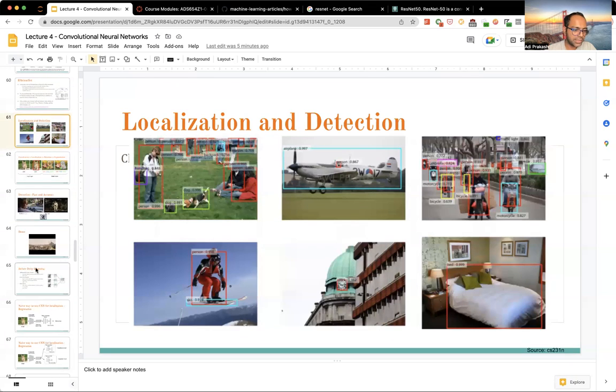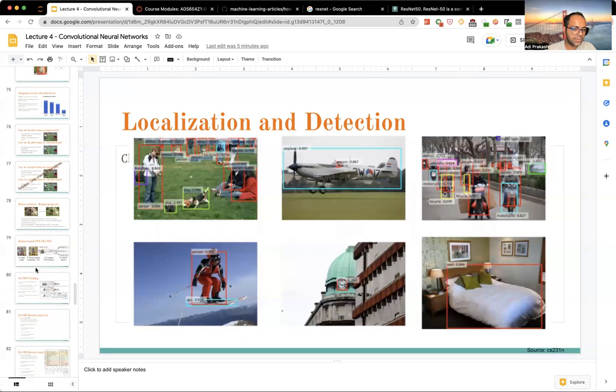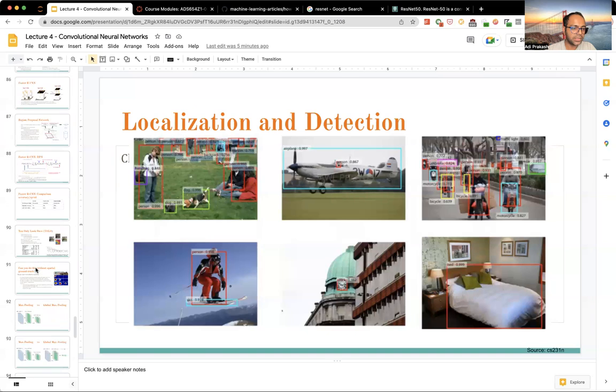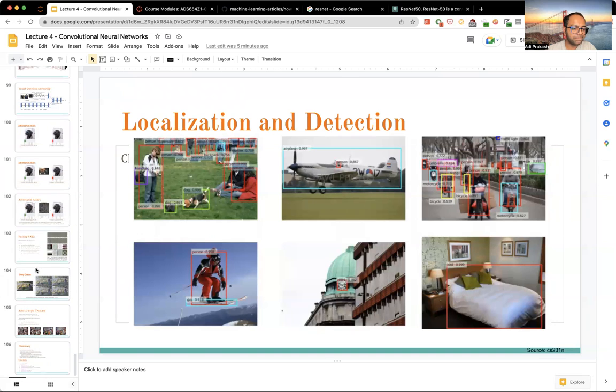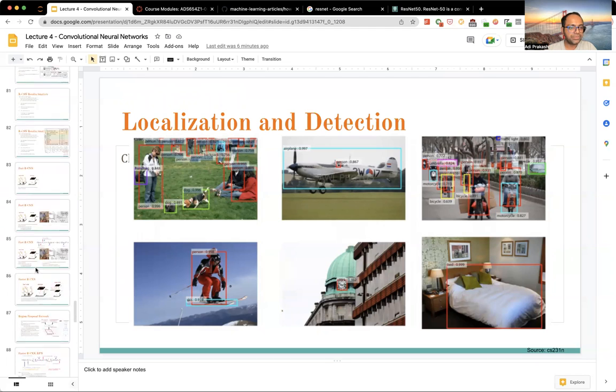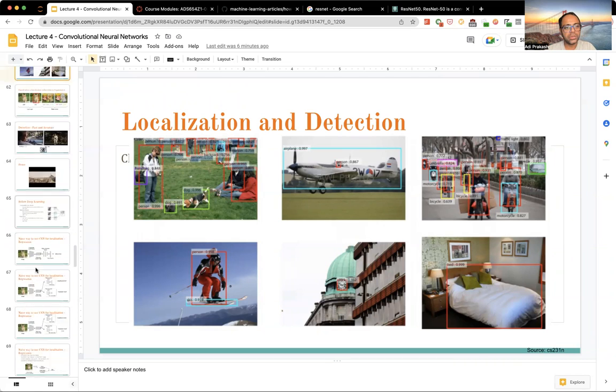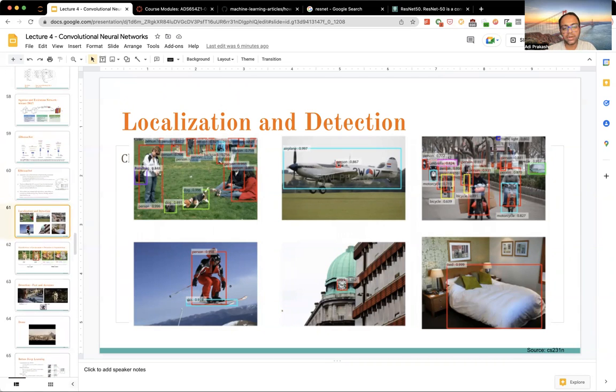Now I do realize that we still have a lot more. We still have some segmentation and detection to do. So what I'll do is, again, we are a little behind. So next week, I will start with RNNs. We'll see how much time it takes. And if time remains, we will touch on localization and detection.